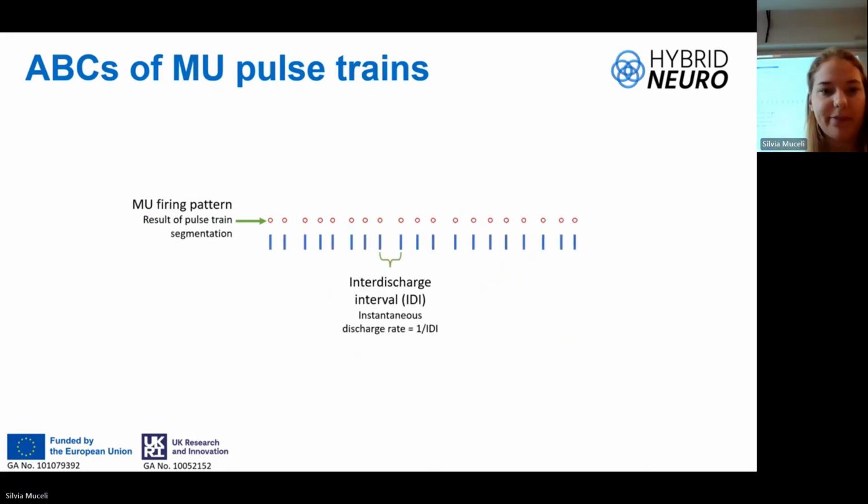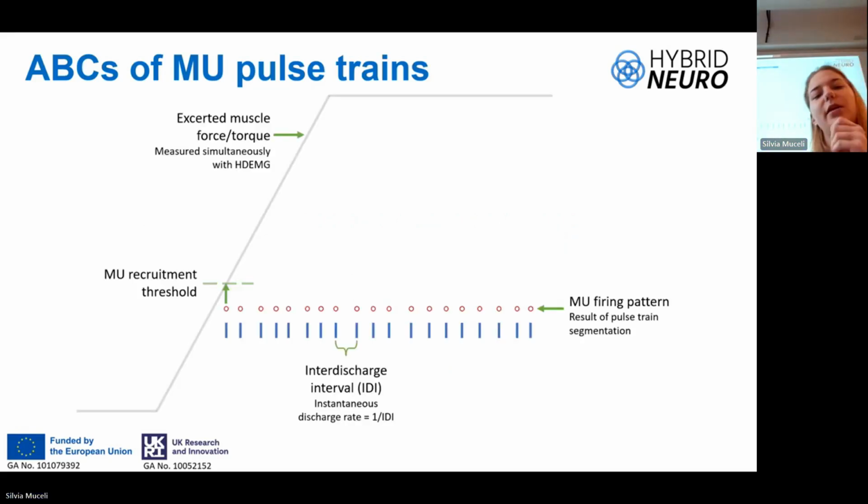When we correct all the firings, so when we optimize the firing pattern, we have the firing pattern as depicted here. And regarding the firing pattern, we usually look at the inter-discharge interval and at the instantaneous discharge rate. So we are able to explain the motor unit behavior more accurately.